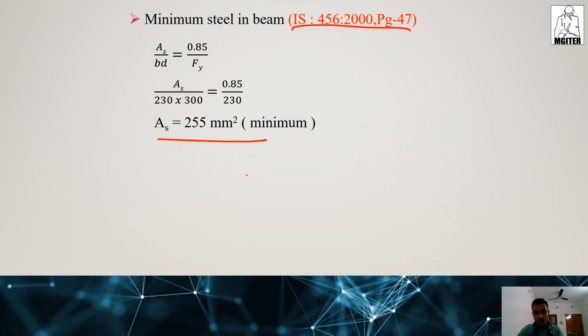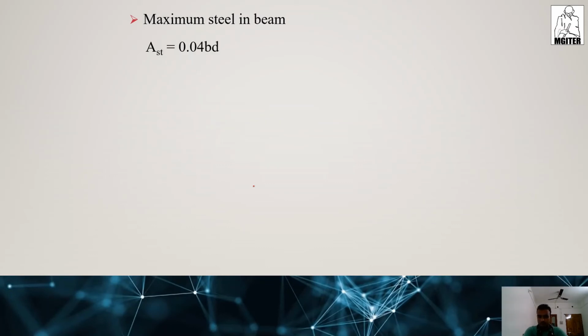We cannot provide less than 255 mm square cross-sectional area of steel. These are the minimum of area, so we provide more than 255. And the maximum steel in the beam: maximum steel is 4% of cross section area. These are the criteria of maximum steel.